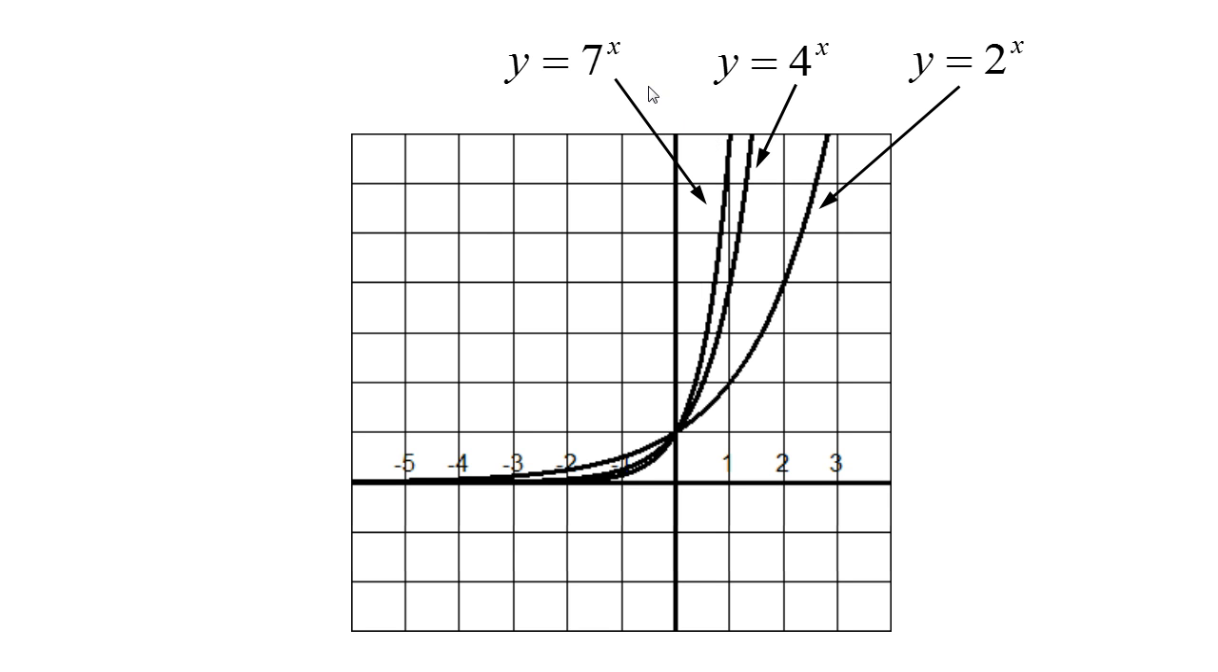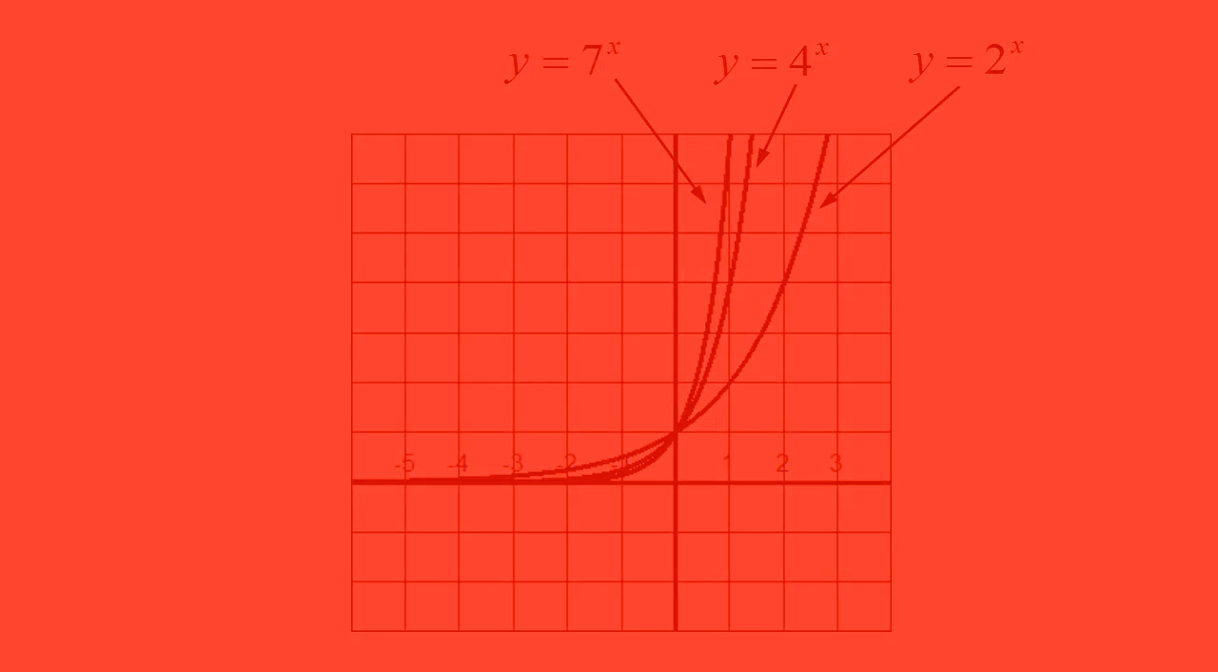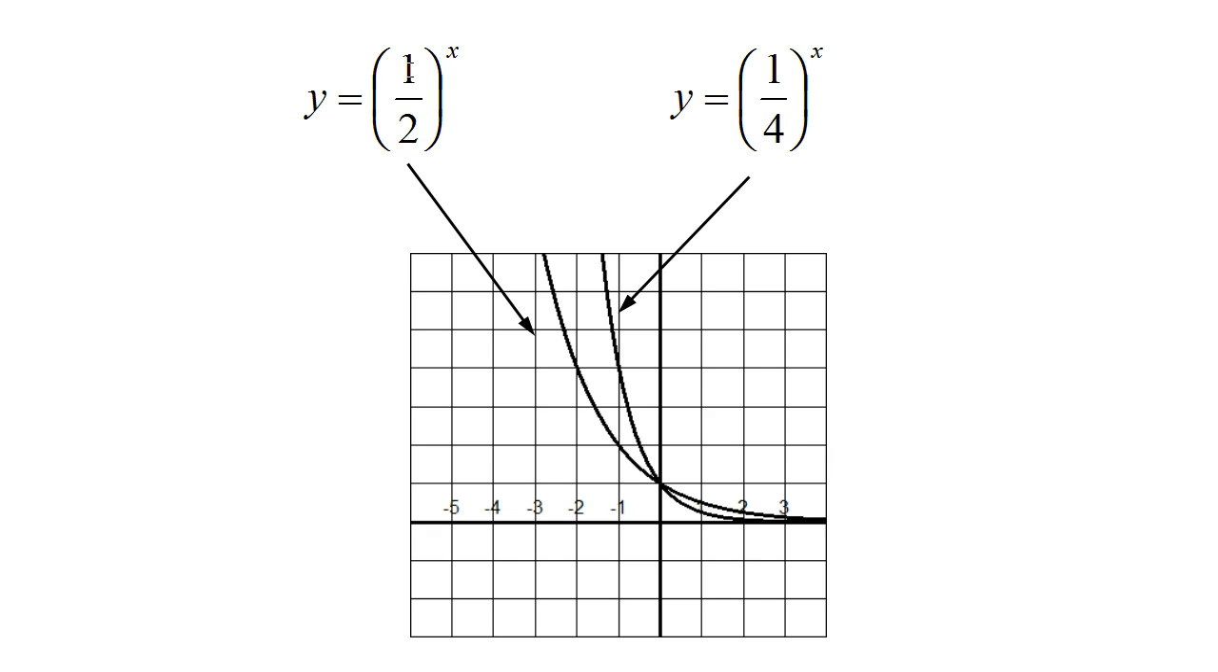I can also take a look at how the base affects the steepness. So take a look at the bases of these three equations. I've got a 7, a 4, and a 2. And if you look at the graph, the larger the base, the steeper the graph. Now notice what happens when you put a fraction in for the base. Instead of rising to the right, now it's falling to the right. The other thing is 1/2 is a larger number than 1/4. It looks like the smaller the fraction, the steeper the graph.